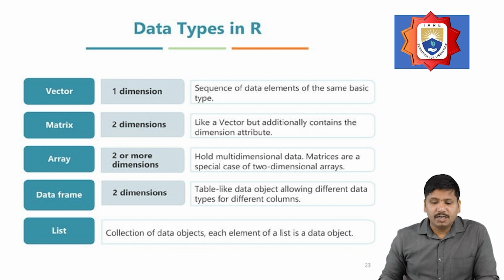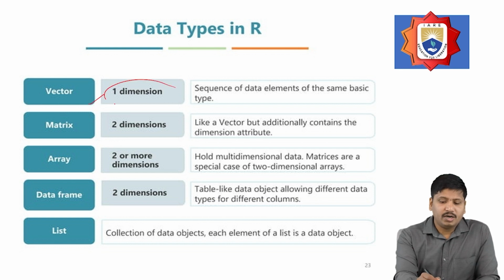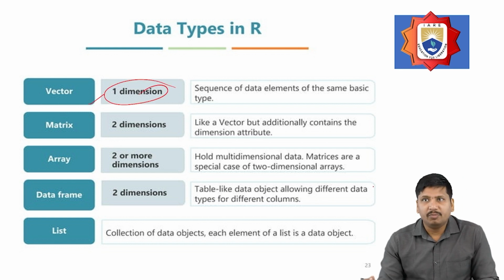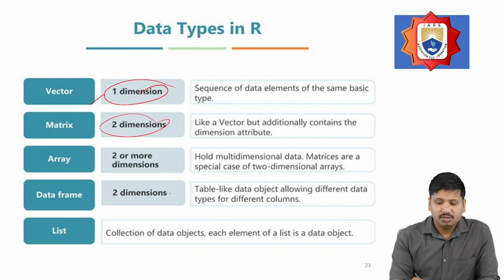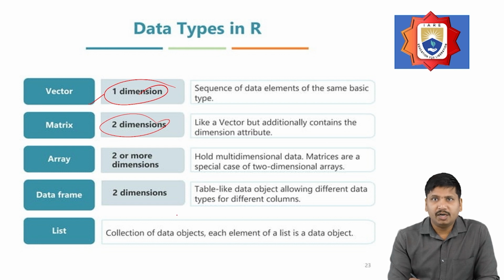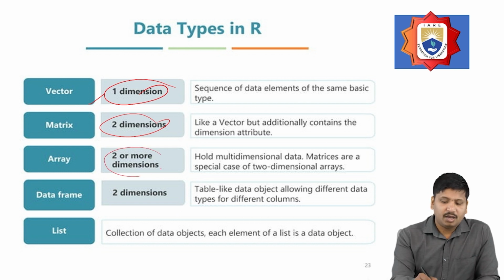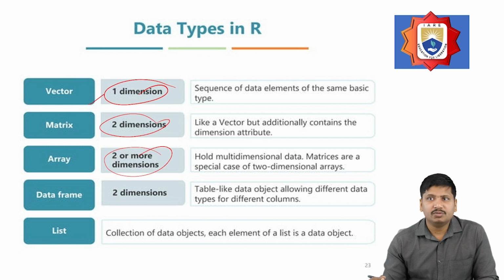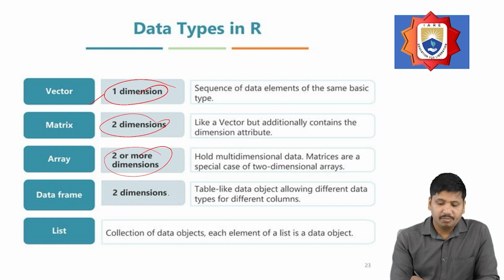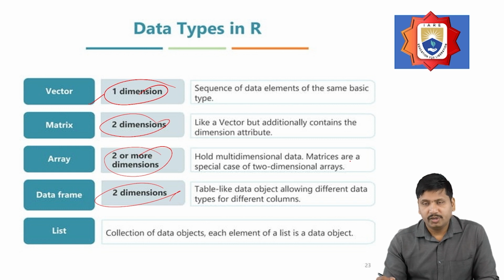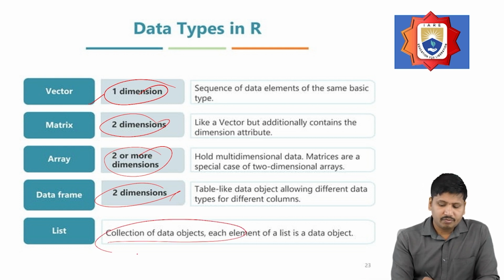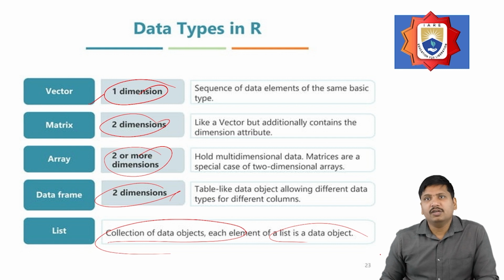And what are some other data types in R programming? Vector is one-dimensional, where a sequence of elements is stored. A matrix is a two-dimensional data structure, and an array has two or more dimensions. A data frame is also two-dimensional, a table-like data object which can contain different types of data elements. A list is a collection of data objects.